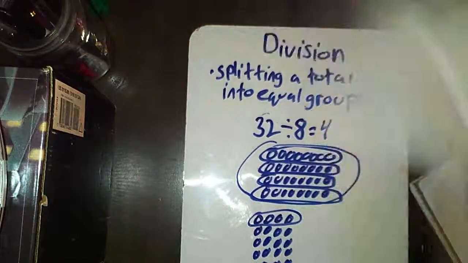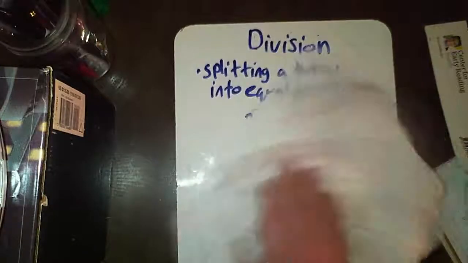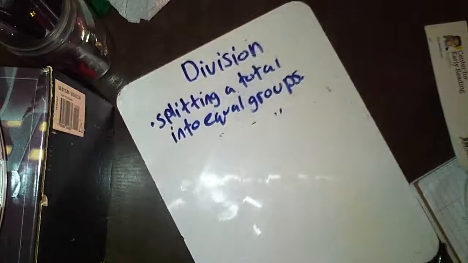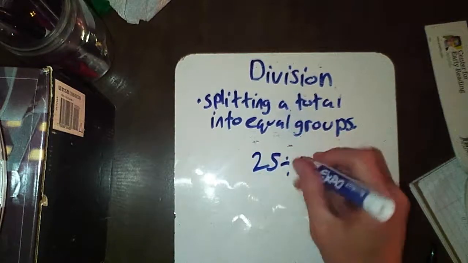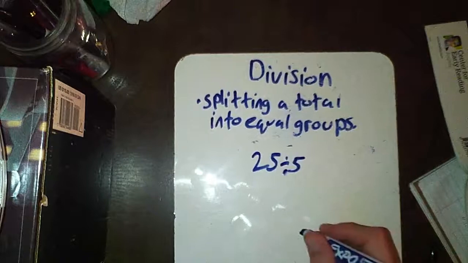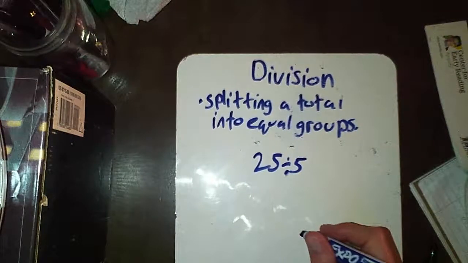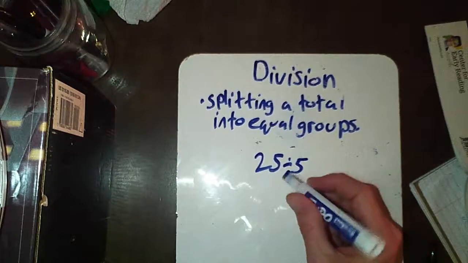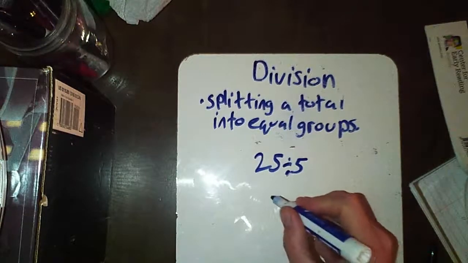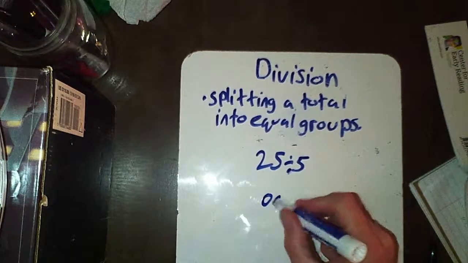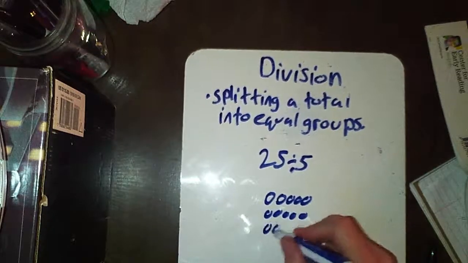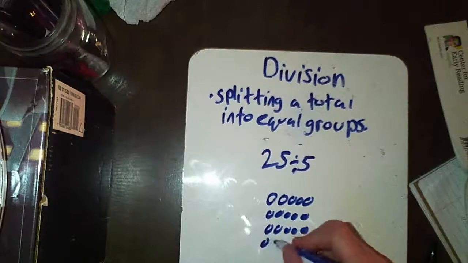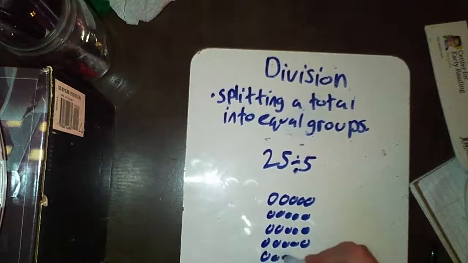So let's try one more like this. One more. And then we'll make it harder. Okay. Let's say we do 25 divided by 5. Nice, easy one, right? Well, here's 25 divided by 5. Let's create groups of 5 till we get to 25. 1, 2, 3, 4, 5, 10. 1, 2, 3, 4, 5, 15. 1, 2, 3, 4, 5, 20. 1, 2, 3, 4, 5, 25.